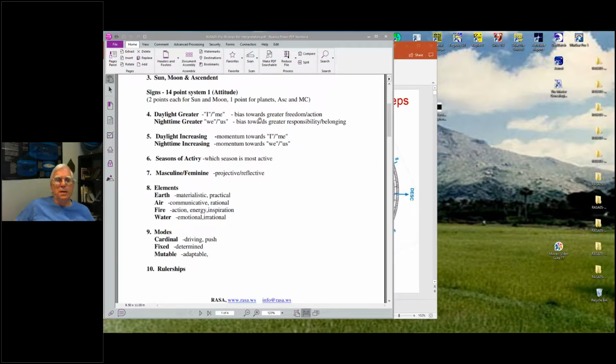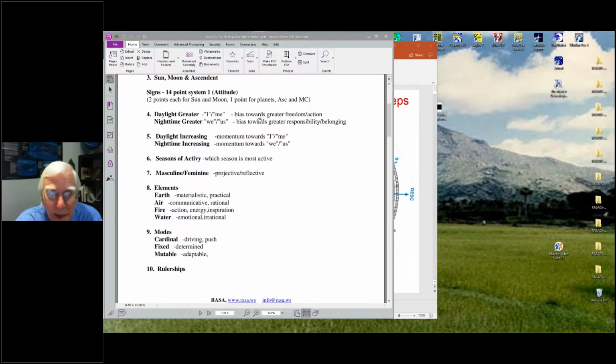So how many points is daylight greater? How many points is nighttime greater? They could be 7 and 7. They could be 8 and 6. They could be 9 and 5. They could be 10 and 4. They could be 14 points in one and 0 in the other. And these make very different perceptions. This is counting all the planets and everything where they are in the signs.